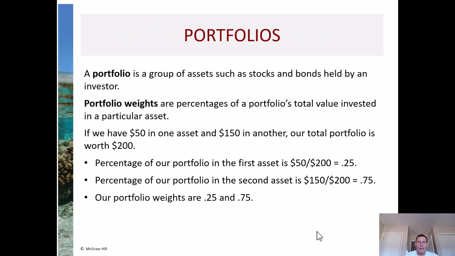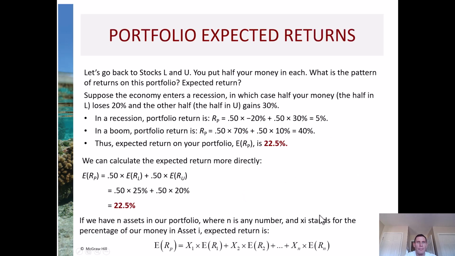All right, so this is a term you may have heard of before, portfolios. A portfolio is a group of assets such as stocks and bonds held by an investor. The portfolio weights are percentages of a portfolio's total value invested in a particular asset. So if we have like 50 bucks in one asset and we have 150 in another, then of course we add those together. Our total portfolio is worth 200 bucks. The percentage of our portfolio in the first asset is just the 50 over the 200, so of course 25%, right? And then we have 75% in the other asset. So we'd say the portfolio weights are 0.25 and 0.75.